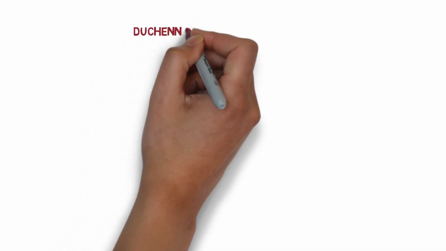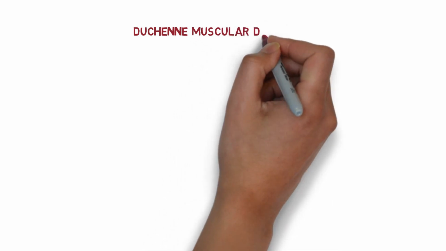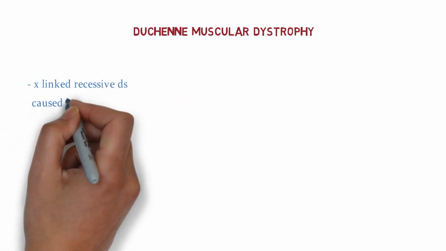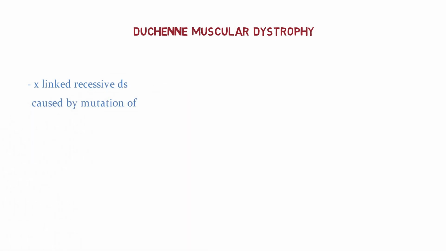Hey medicos, today we are going to talk on the topic that is Duchenne muscular dystrophy. This is an X-linked recessive disease which is caused by the mutation of the dystrophin gene.